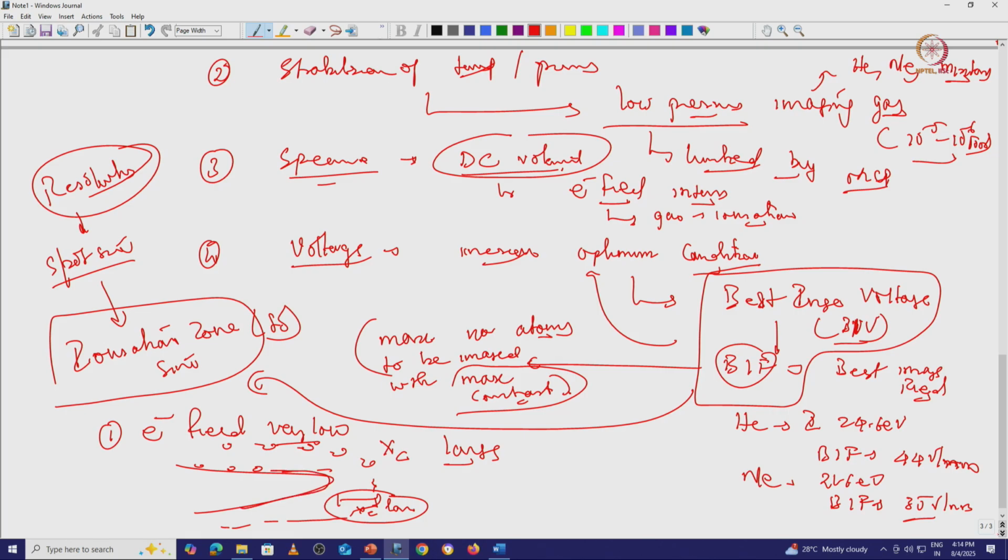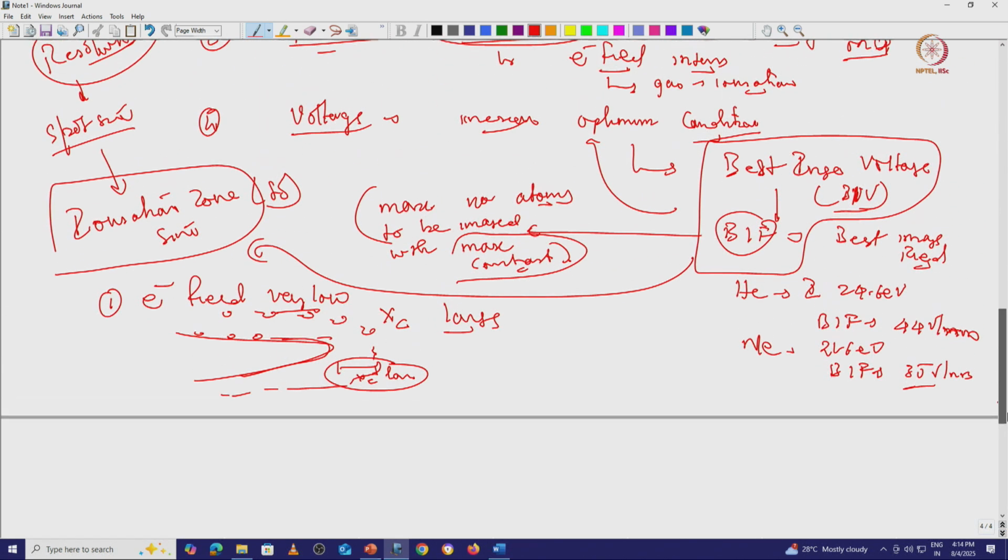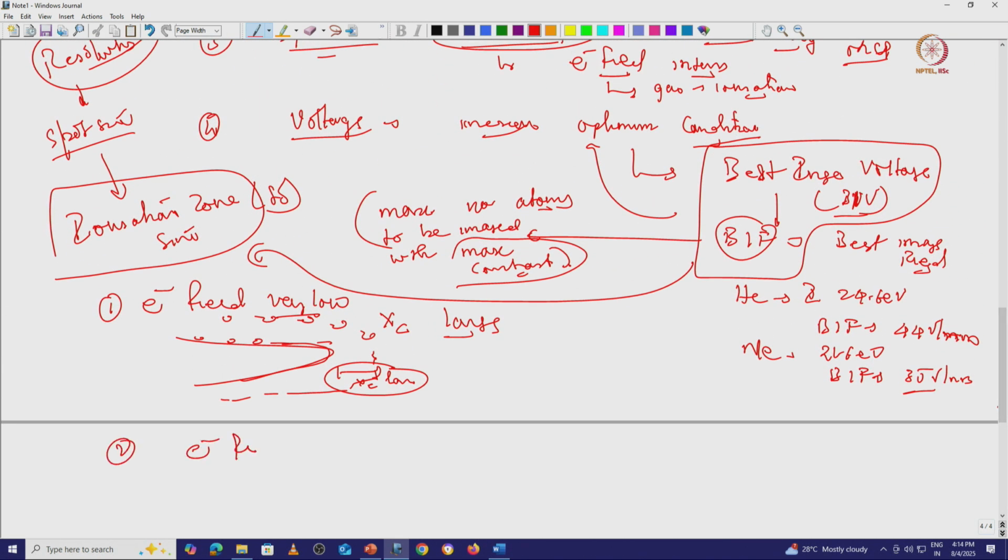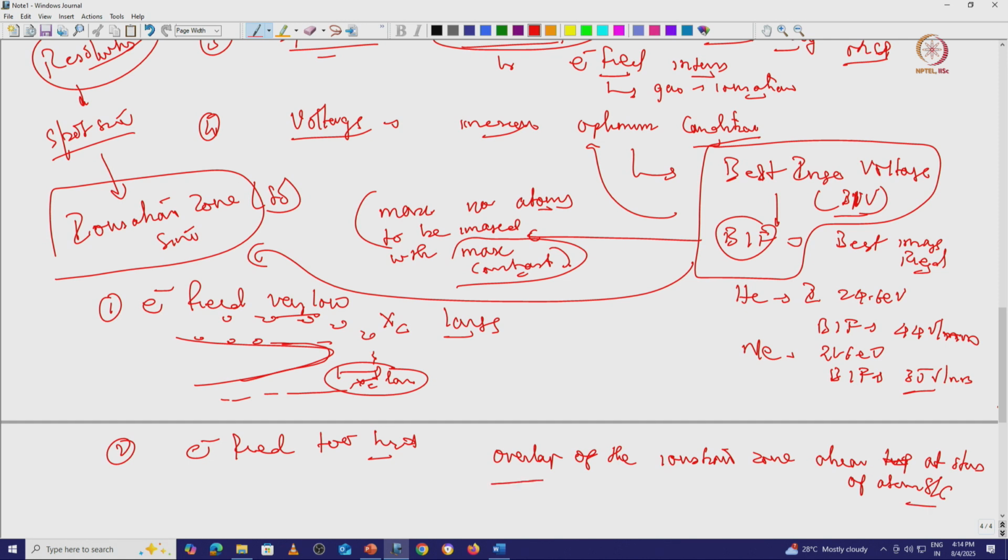If your electric field is too high, then what will happen? There will be an overlap of the ionization zones ahead of the tip surface, or ahead of the atomic structure of each atom. So this overlap of ionization will blur the image. These are the two important conditions related to the BIF.